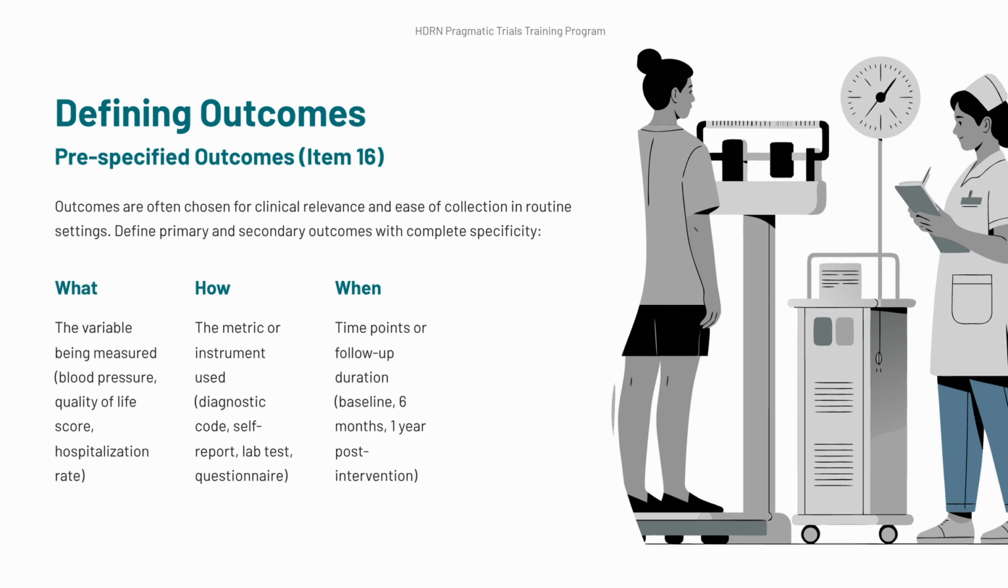For each outcome, specify what is being measured, how, and when. If using electronic health records or claims data, we need to specify the data sources and any algorithms to extract outcomes. Clarity here prevents outcome switching or ambiguity later. For example, don't just say mortality. Specify all-cause mortality versus disease-specific mortality and the time horizon.